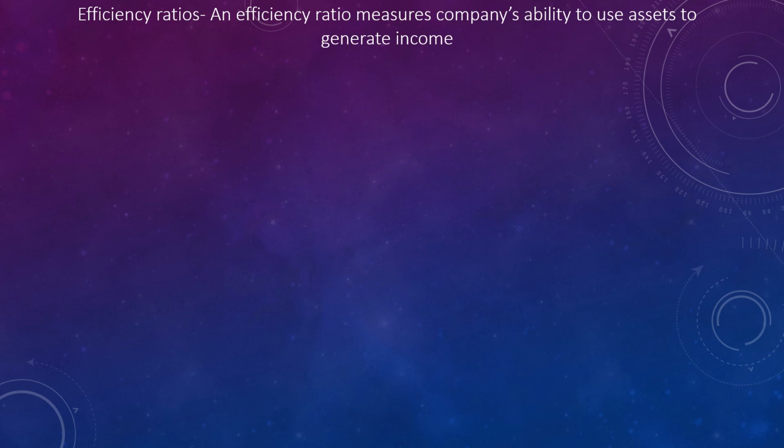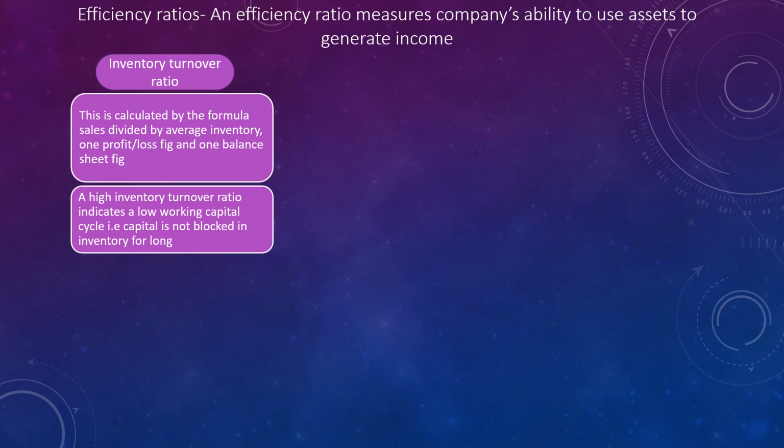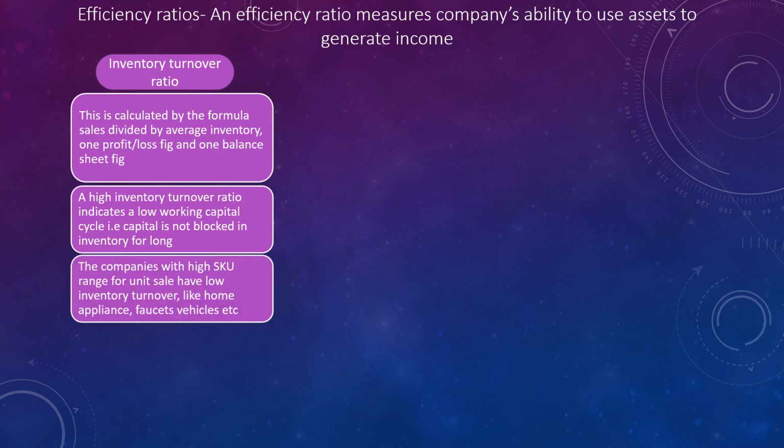Now, what are efficiency ratios? An efficiency ratio measures a company's ability to use assets to generate income. Inventory turnover ratio. This is calculated by the formula sales divided by the average inventory. One profit and loss figure and one balance sheet figure. A high inventory turnover ratio indicates a low working capital cycle, that is, capital is not blocked in inventory for long. The companies with high SKU range for unit sales have low inventory turnover, like home appliances, faucets, vehicles, etc.